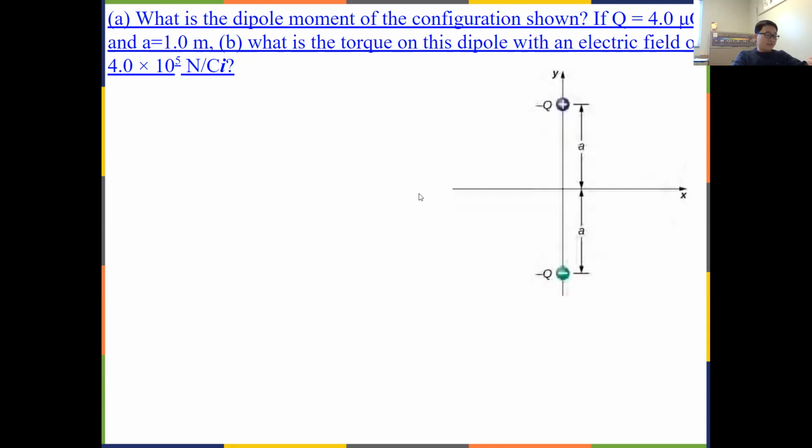Let's take a look at this example here. It says, what's the dipole moment of the configuration shown here? Q is equal to 4.0 microcoulombs and A is equal to 1.0 meters. And B, what's the torque on this dipole with the electric field of 4.0 times 10 to the fifth newtons per coulomb in the I direction?